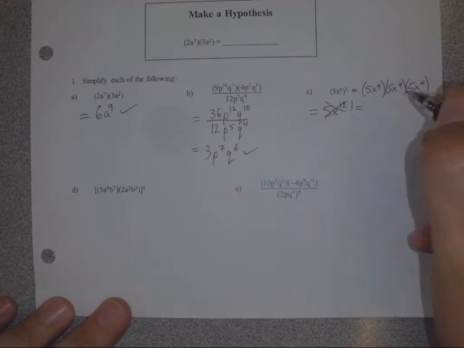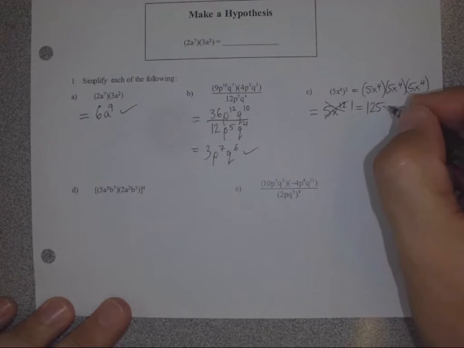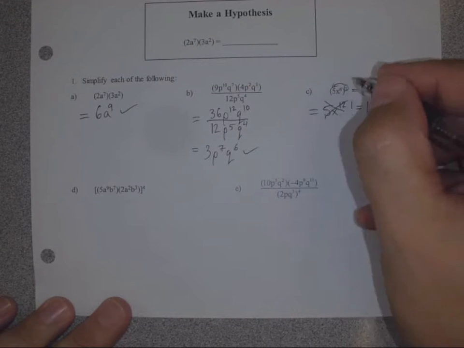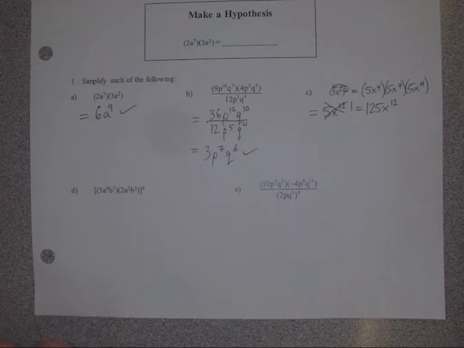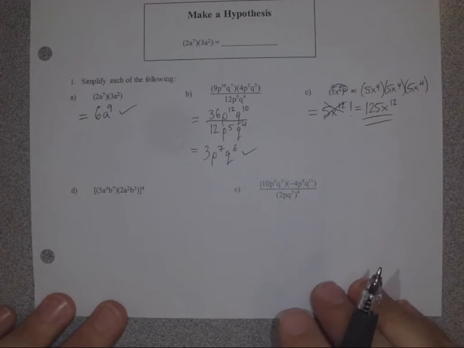Well, that really is then 5 cubed, or 125x to the 12. So don't forget that 3 applies to the 5 and to the power inside. Don't forget to cube the 5. That's 125. Okay?